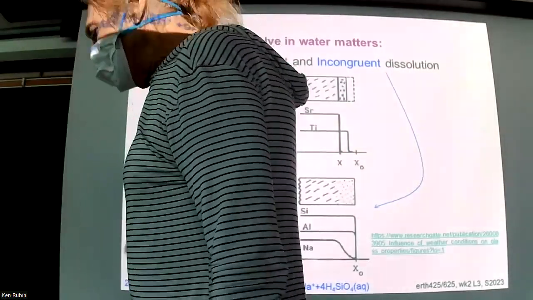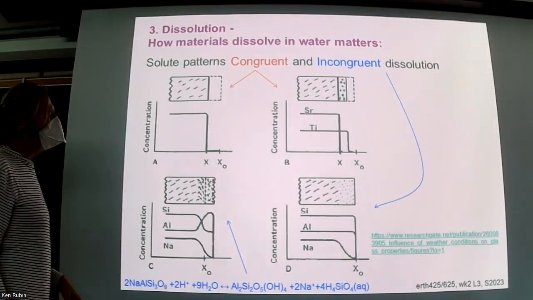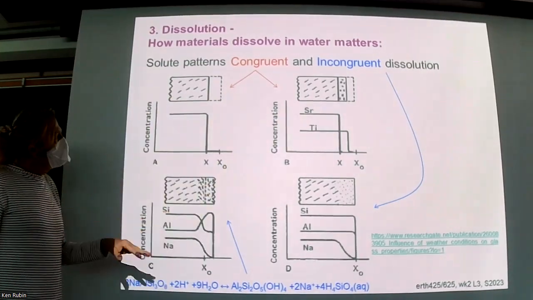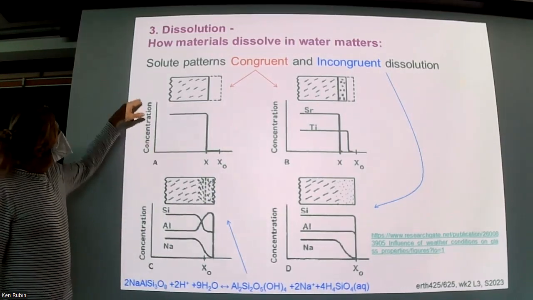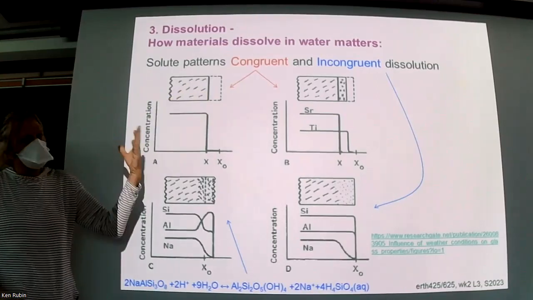So this is a diagram. I realize it's a little bit complicated, but it shows you scenarios for congruent dissolution across the top and incongruent dissolution across the bottom. So let's just look at the simplest case here. This is some chemical A, it's in the solid. This sort of dashed line is the solid.